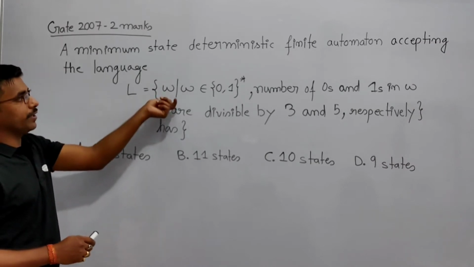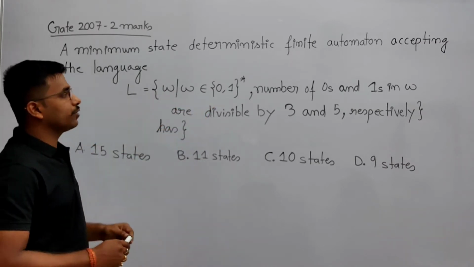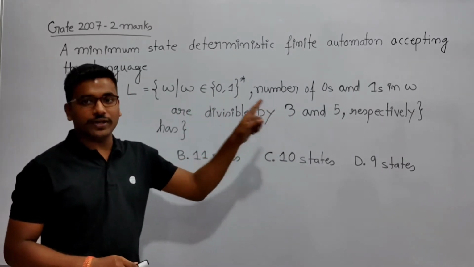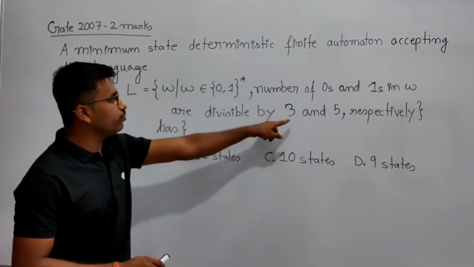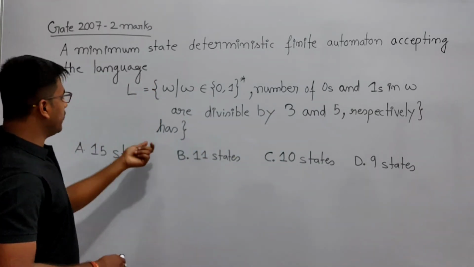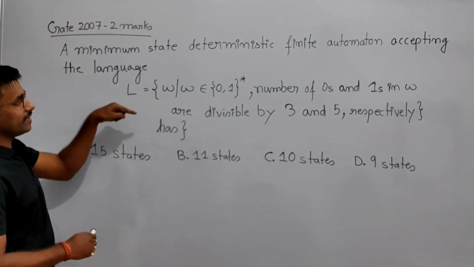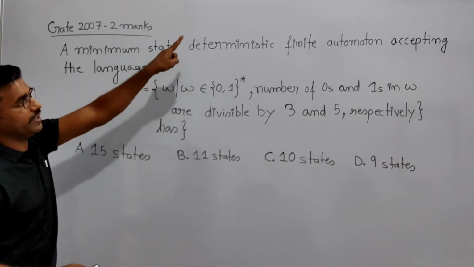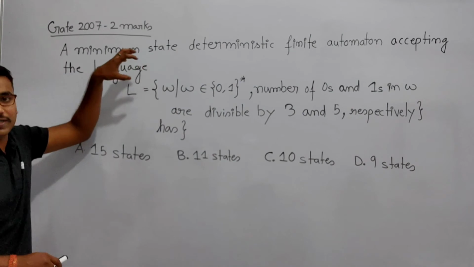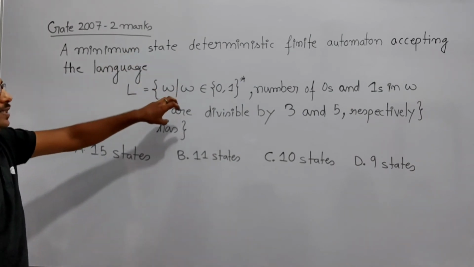The language is contained in W, where W belongs to any combination of 0, 1. The number of zeros and ones in W are divisible by 3 and 5 respectively. So the number of zeros should be divisible by 3 and the number of ones should be divisible by 5 respectively. So how many states will it have for this language? The minimum state deterministic finite automaton accepting the language, the minimum states that will be required for accepting this language.